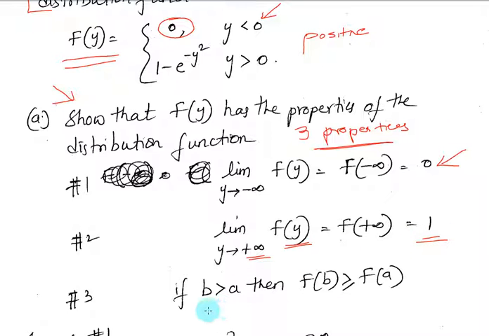And when we choose two constants where b is greater than a, we need to compute F of b and show that it is greater than or equal to the value of F of a. So these are the three properties of a cumulative distribution function.